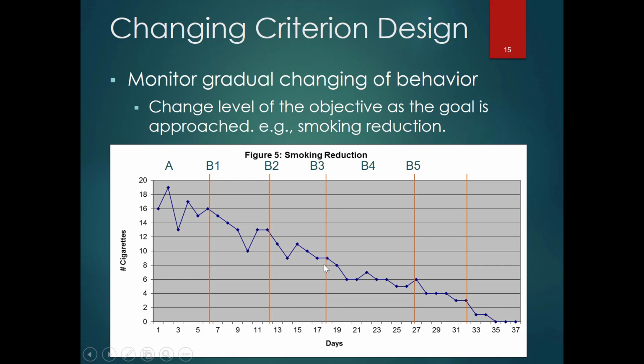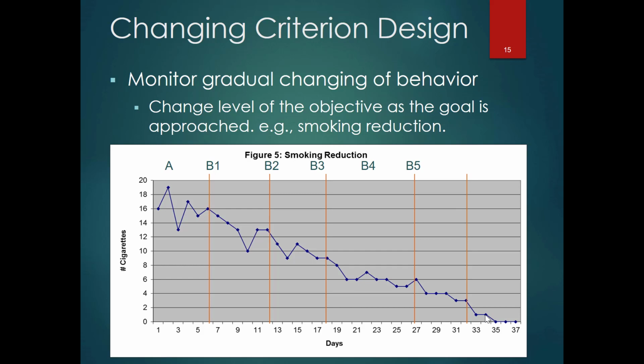then we would set another goal. And then the next goal, let's say we're going to set that goal to 9 per day. And so again, you would measure that again until you reach 9. And after you reach 9, then you would set another goal. So let's say 4. And then you would measure that each day until they get to 4 per day. And then you set another goal all the way until they're not smoking at all. This can also be done if you wanted to increase behavior.